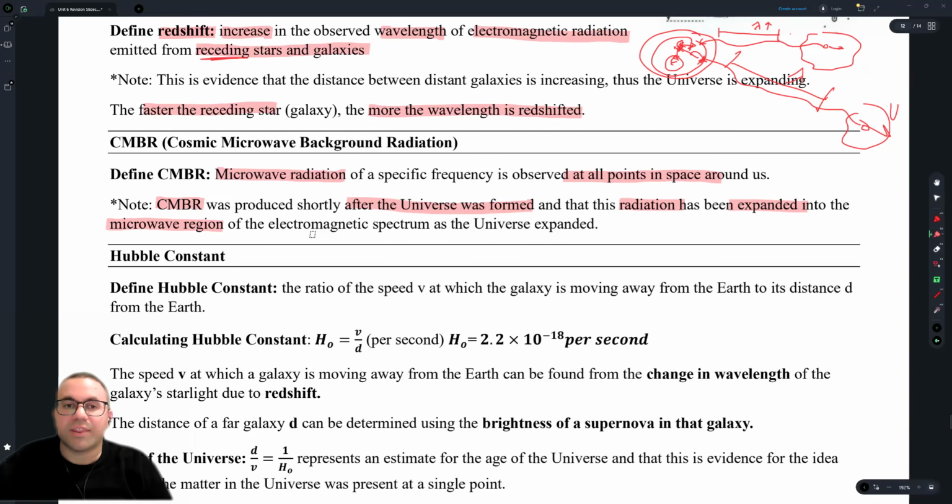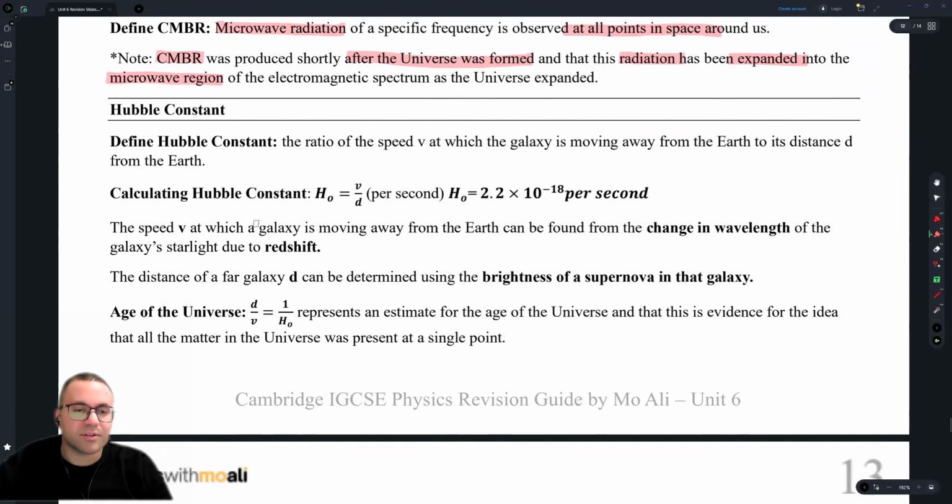All right. And then finally, the Hubble constant. So what is the Hubble constant? We measured the speed of different galaxies using redshift. We also measured the distance to distant galaxies using the brightness of a star. So we can use brightness to find how far away a star is, and we can use redshift to find how fast the galaxy is.